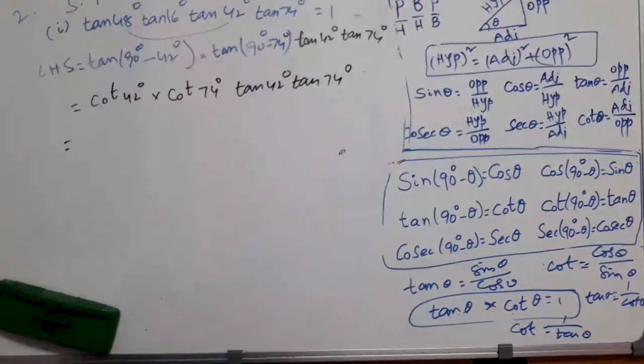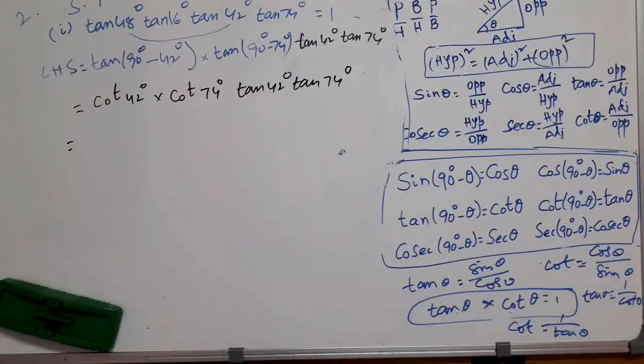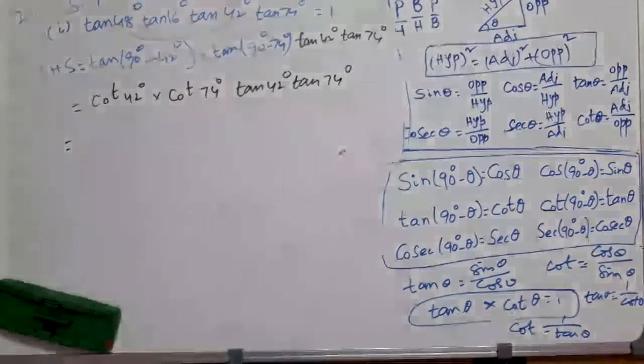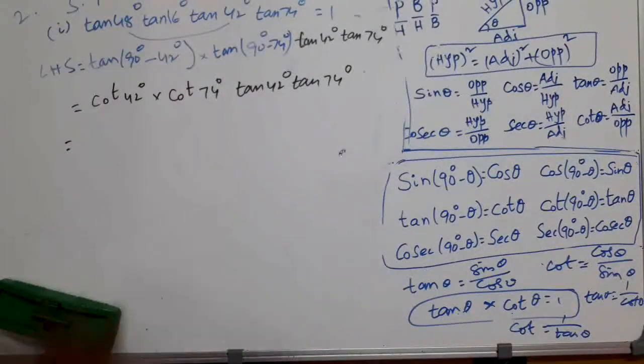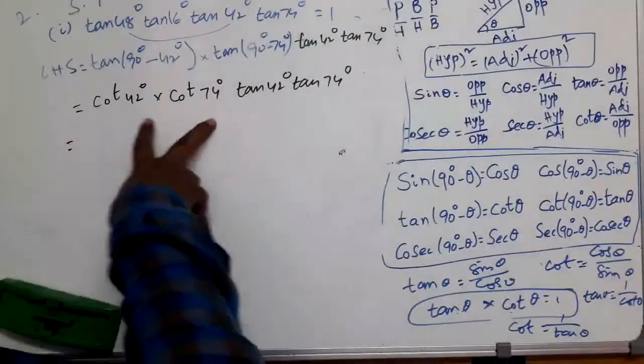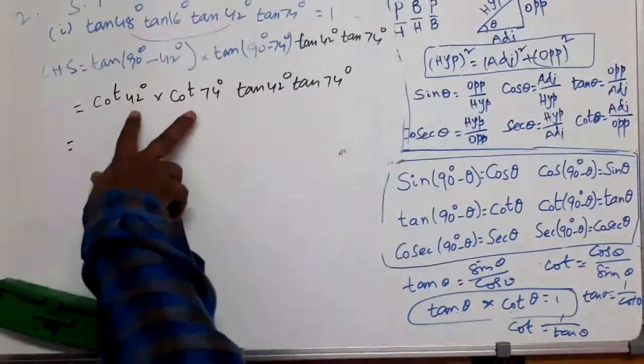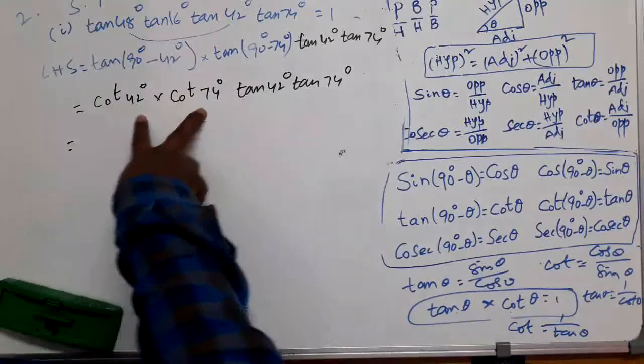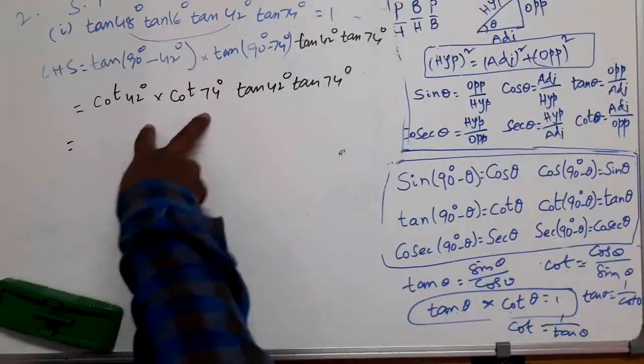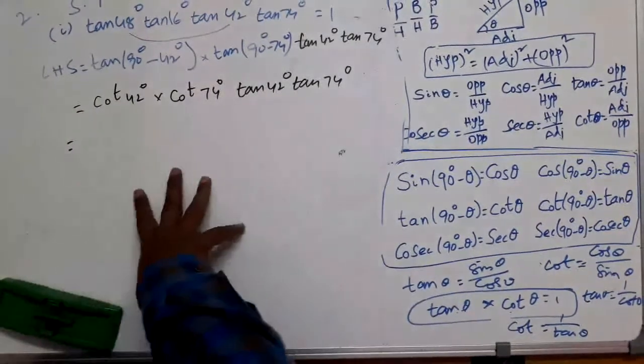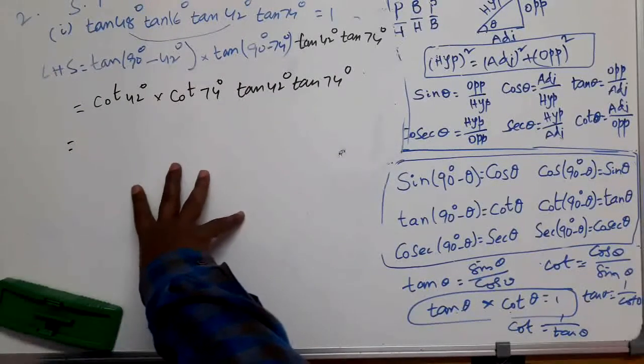Yes. What have you observed now? Two cot terms and two tan terms are there. Is there any relation between the angles? 42 degrees, 74 degrees. Have you found any relation? The sum of these two angles is not 90 degrees, so this formula is not useful. Yes, what else can you observe?